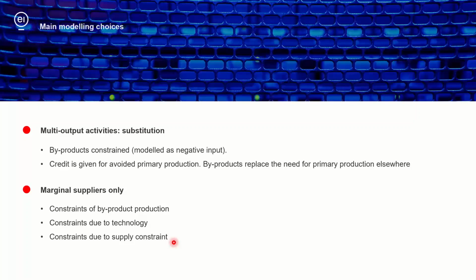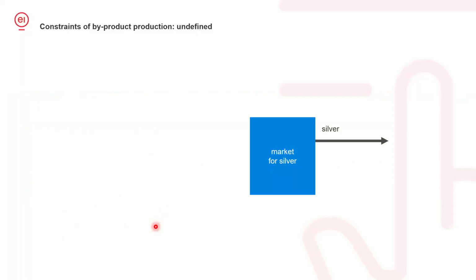In the consequential system model, we have fewer datasets than in the other system models. This is due to the fact that because of the constraints, for example, technology constraints, some activities that exist in the other system models do not exist in the consequential system model. So let's look at the three types of constraints and what this actually means, and how you can evaluate the suppliers of a market when you use the consequential system model.